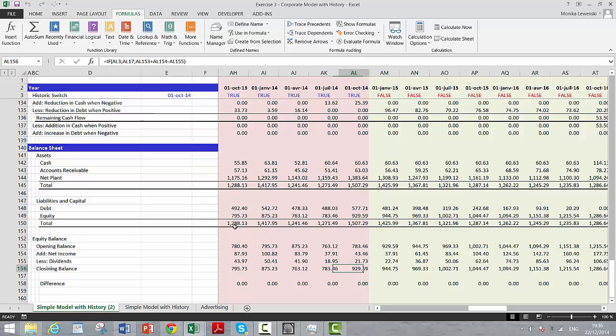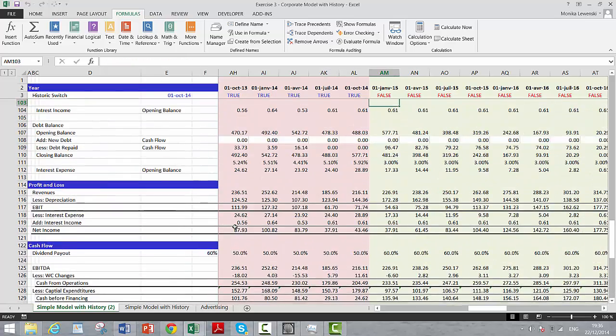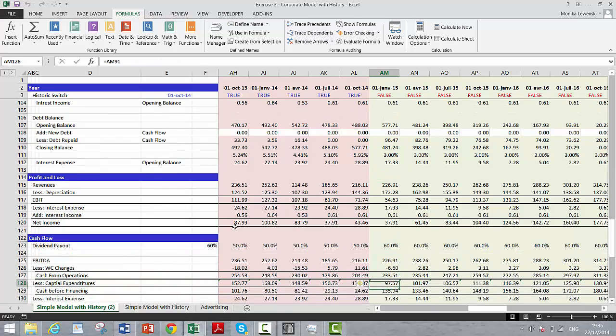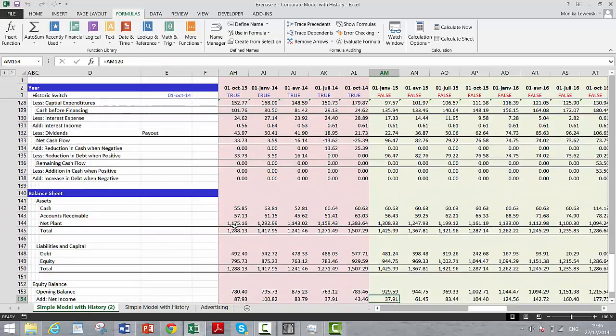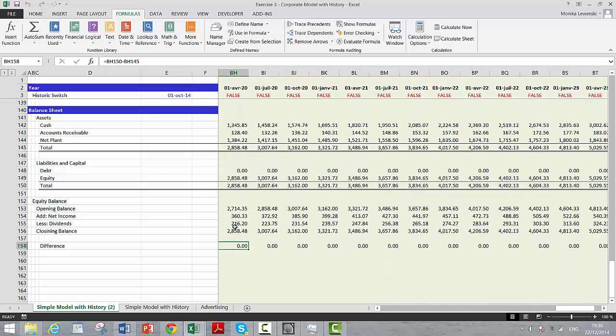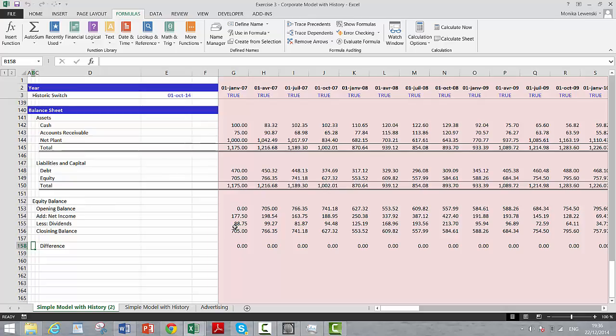Okay, here's the end. The balance sheet finally balances. I made so many mistakes, I don't know where to count them. The opening balance of the cash wasn't right. The closing balance wasn't right. The EBITDA took the EBIT instead of the revenues, and I fixed them, and then we're all finished. And the balance sheet balances.